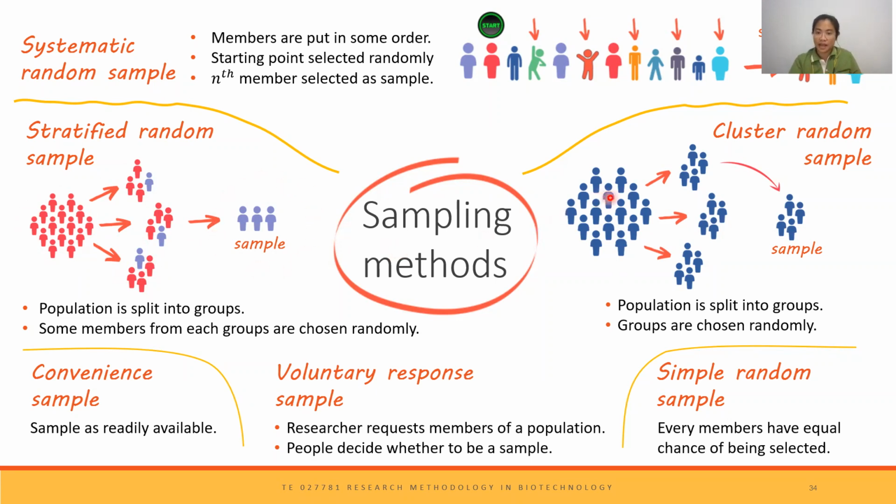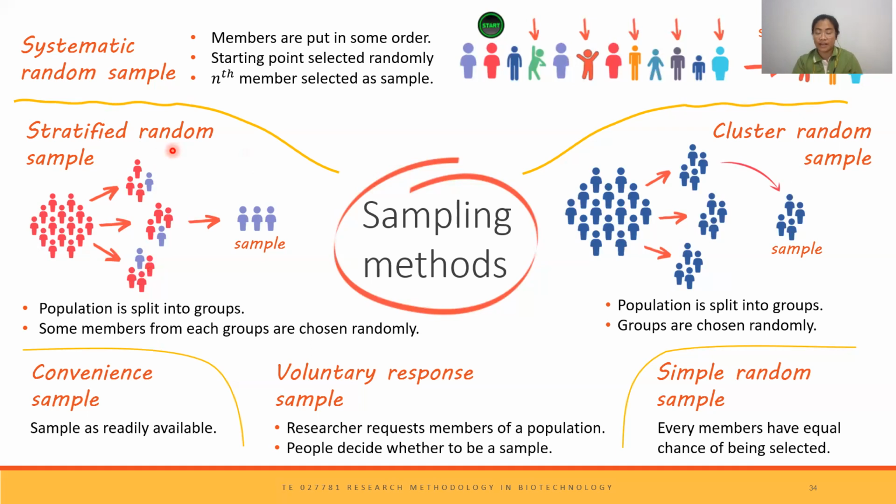Another type of sampling is the cluster random sample. Again, you have a population that is split into groups, and at random, you then pick the whole group as a sample. So in this case, the researcher picks this group, everyone in this group is the sample, maybe another one too. It could be that group, the second group, or the third group that is picked as a sample, but everyone in the group becomes a sample.